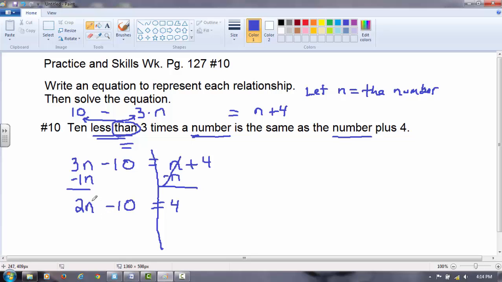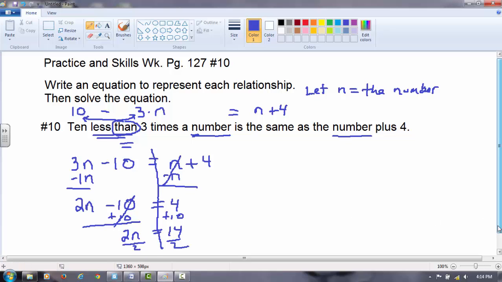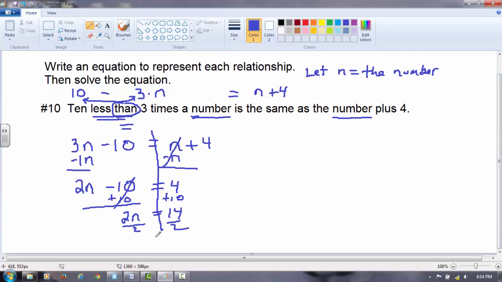Now, we have to solve this for n. So here you're subtracting 10. So I'm going to add 10 to both sides. This makes it 0. So all we have over here is 2n equal to 14. And then to finish that up, we're just going to divide by 2 to both sides. So we'll do that. I'm going to drag that a little higher. So 2 over 2 is 1. 1 times n is just n. So we get n equal to 7.